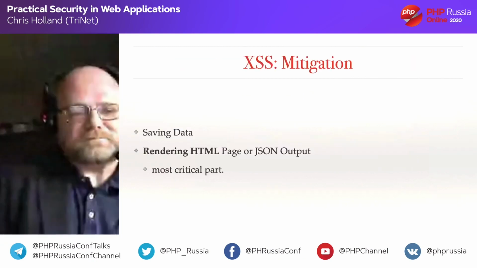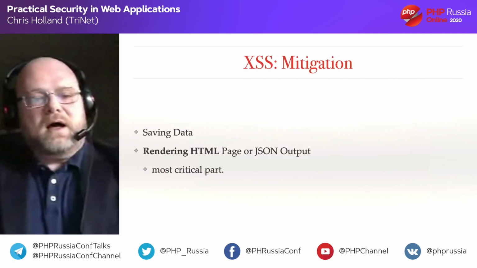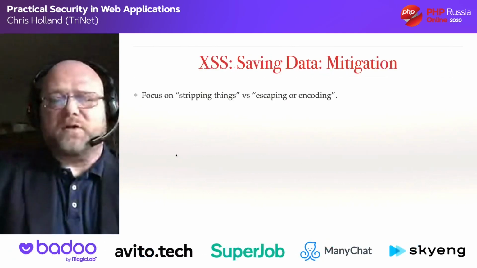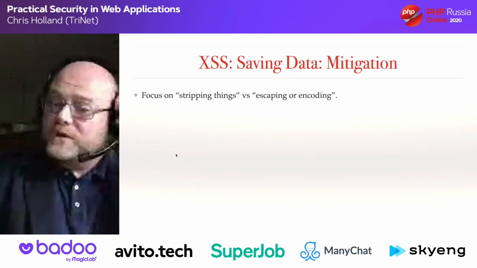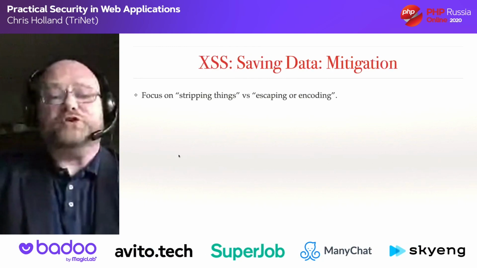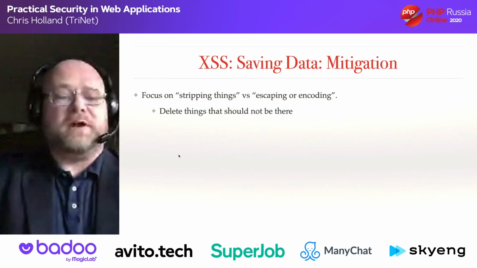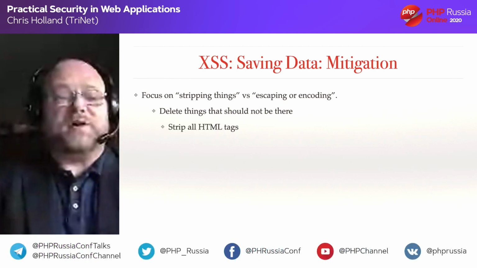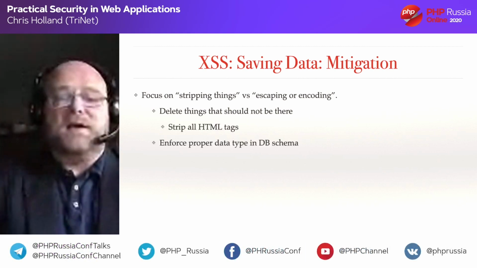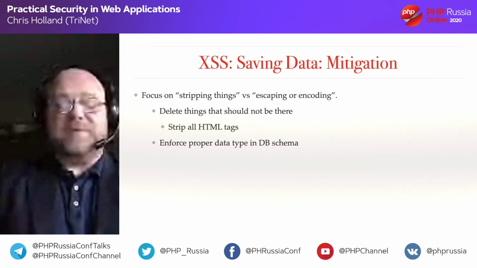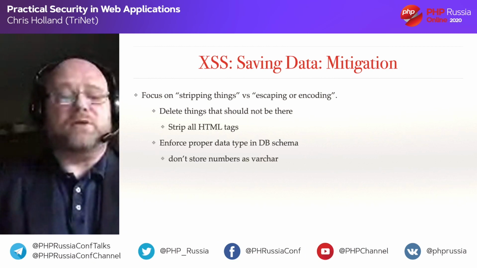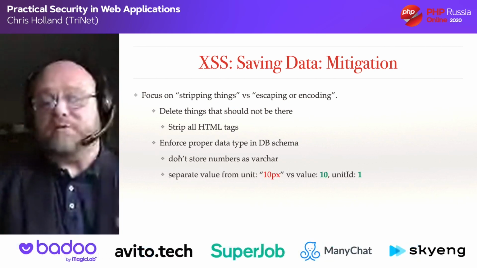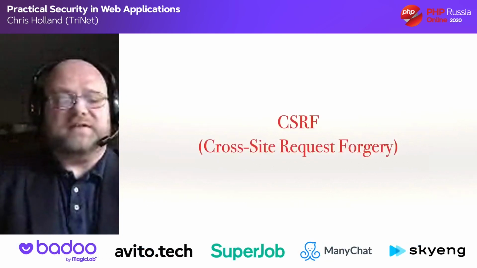So that's for rendering. When it comes to saving data, you've got to be careful. You want to avoid double encoding things. So I prefer to strip things instead of escaping or encoding. Your focus should be on deleting things that should not be there, such as HTML tags. Try to use proper data types in your data store, right? You don't want to store numbers as strings. If they're numbers, store them as numbers, and that's basically it.